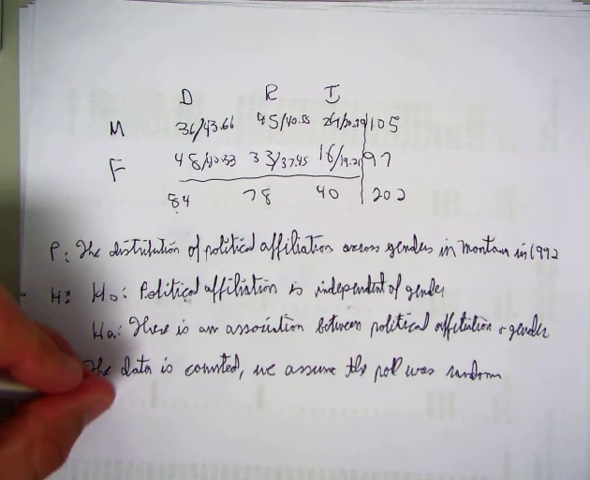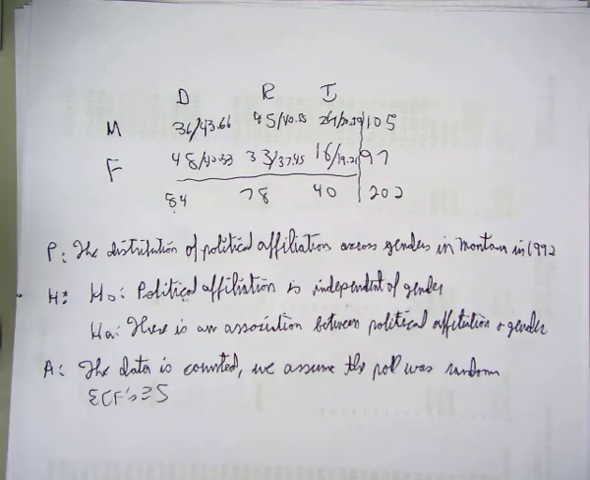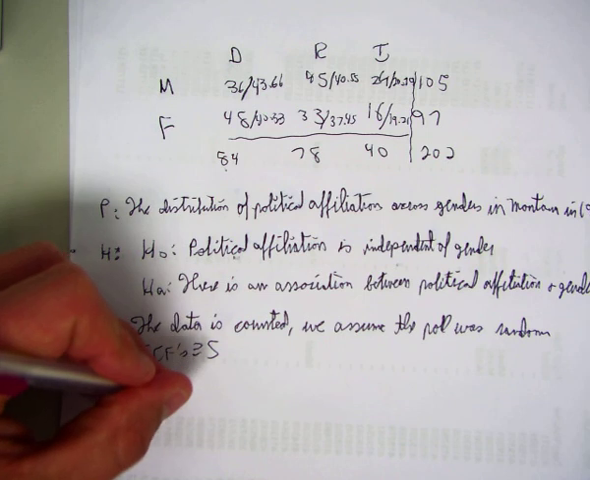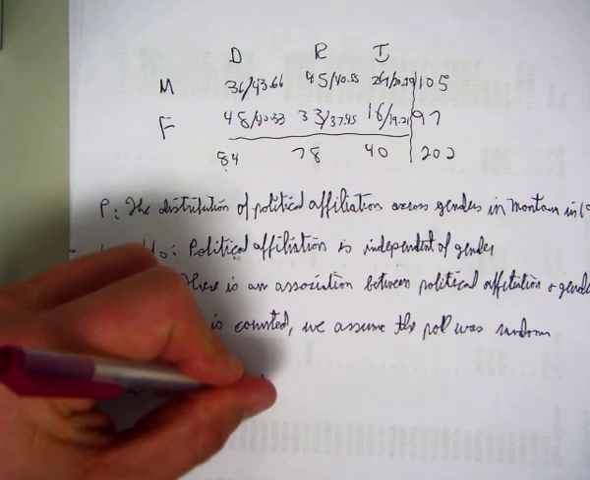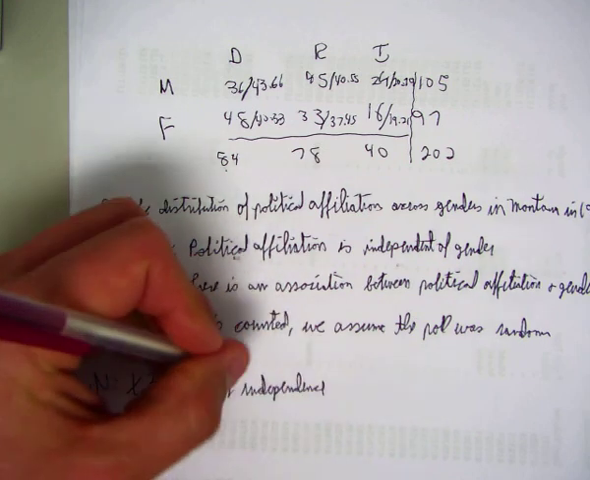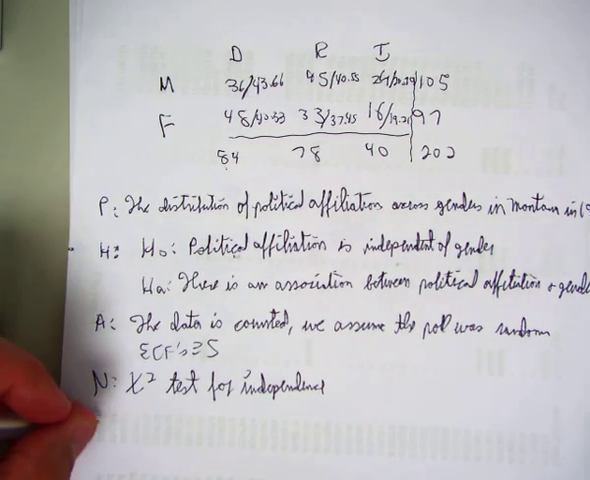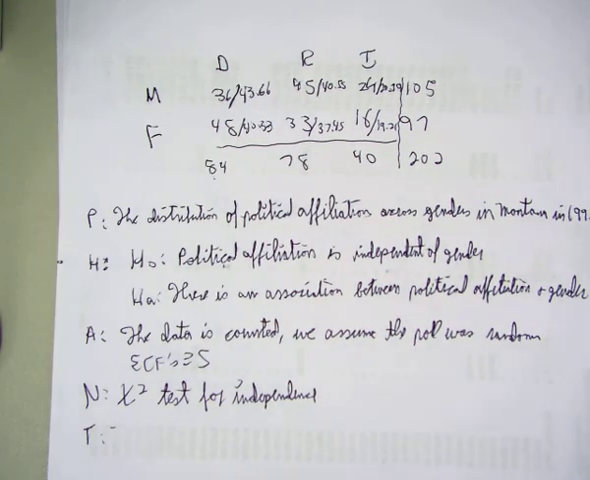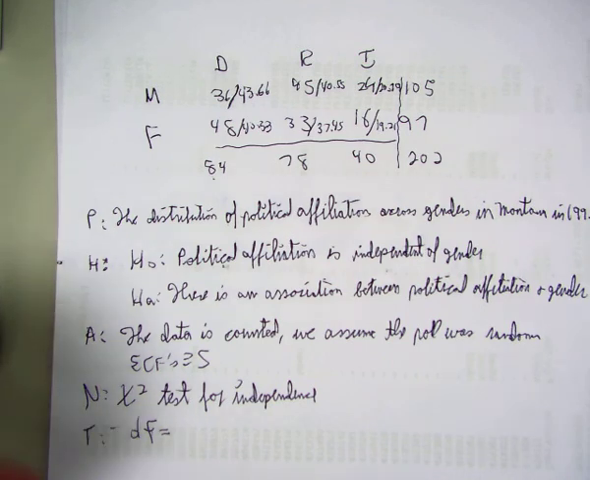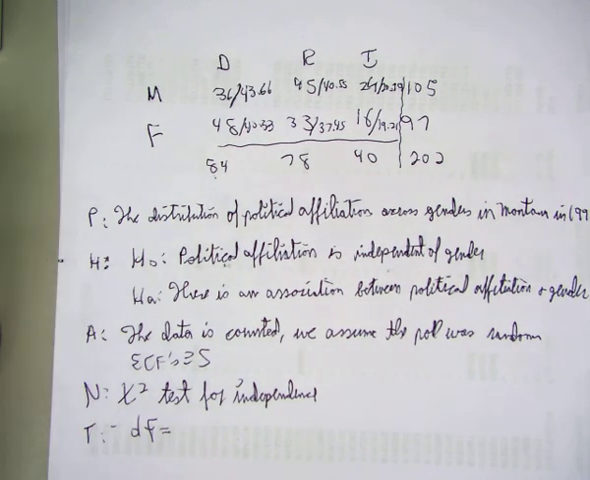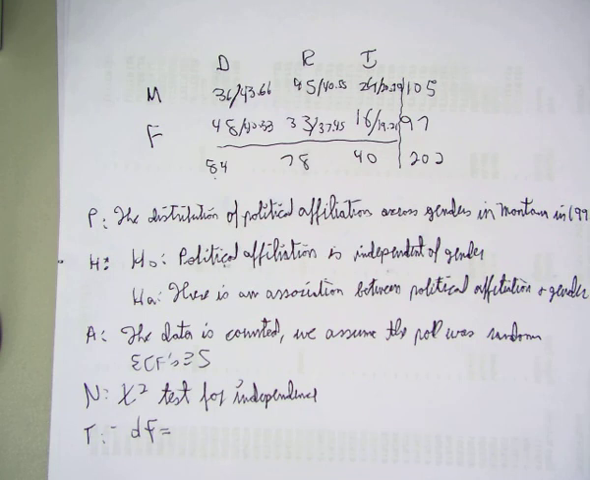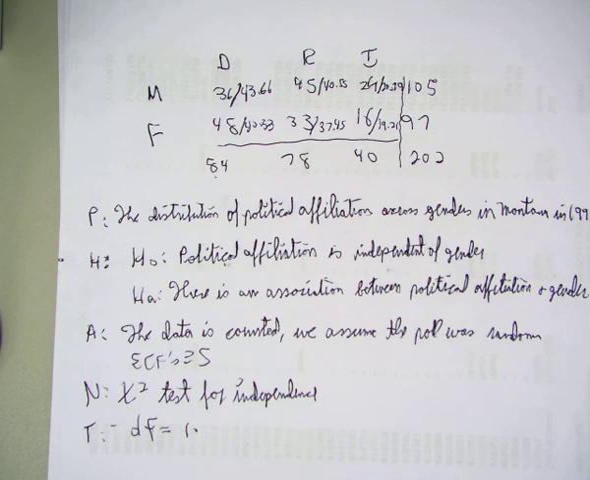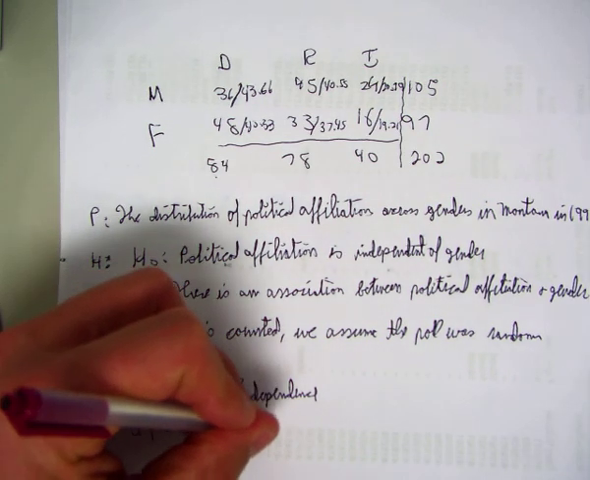So ECFs are all at least 5. We're good to go. Name the test. This is a chi-squared test for independence. I'm not doing it for homogeneity because they asked us a specific question: is there an association? Test statistic: we have our ECFs, so we have to do degrees of freedom. There are 2 rows and 3 columns. So 2 rows minus 1 is 1, and 3 columns minus 1 is 2. So there are 2 degrees of freedom.